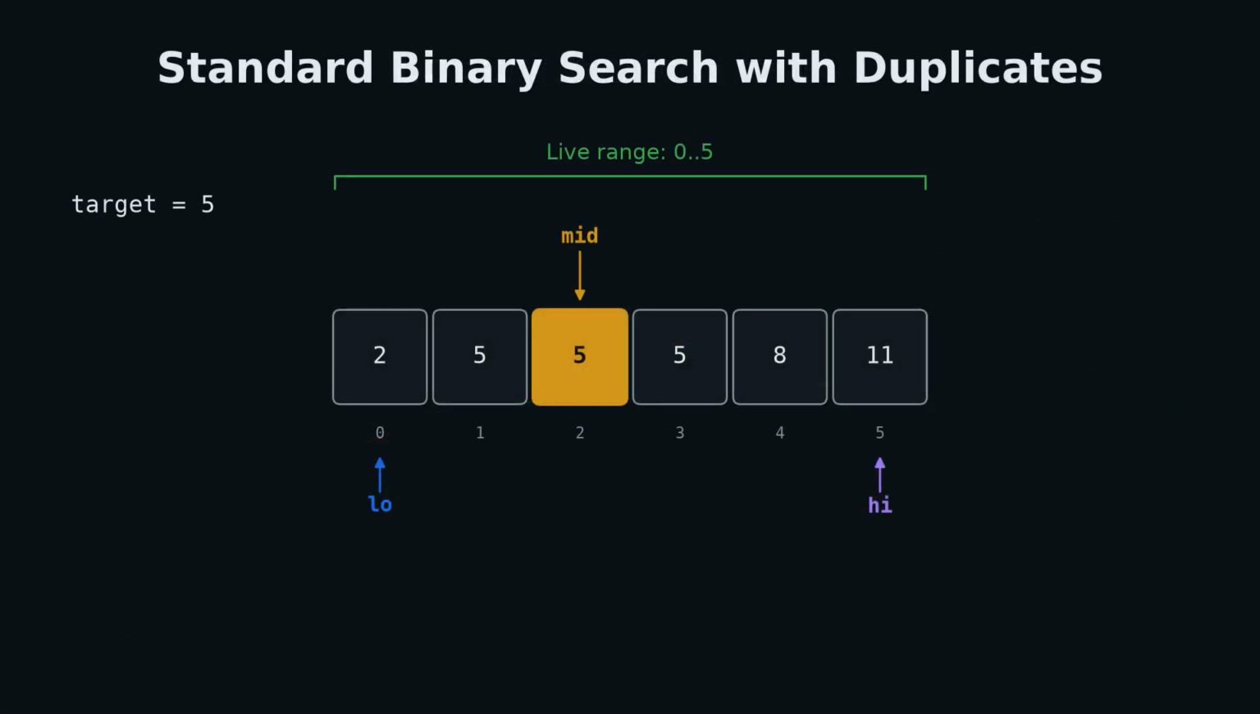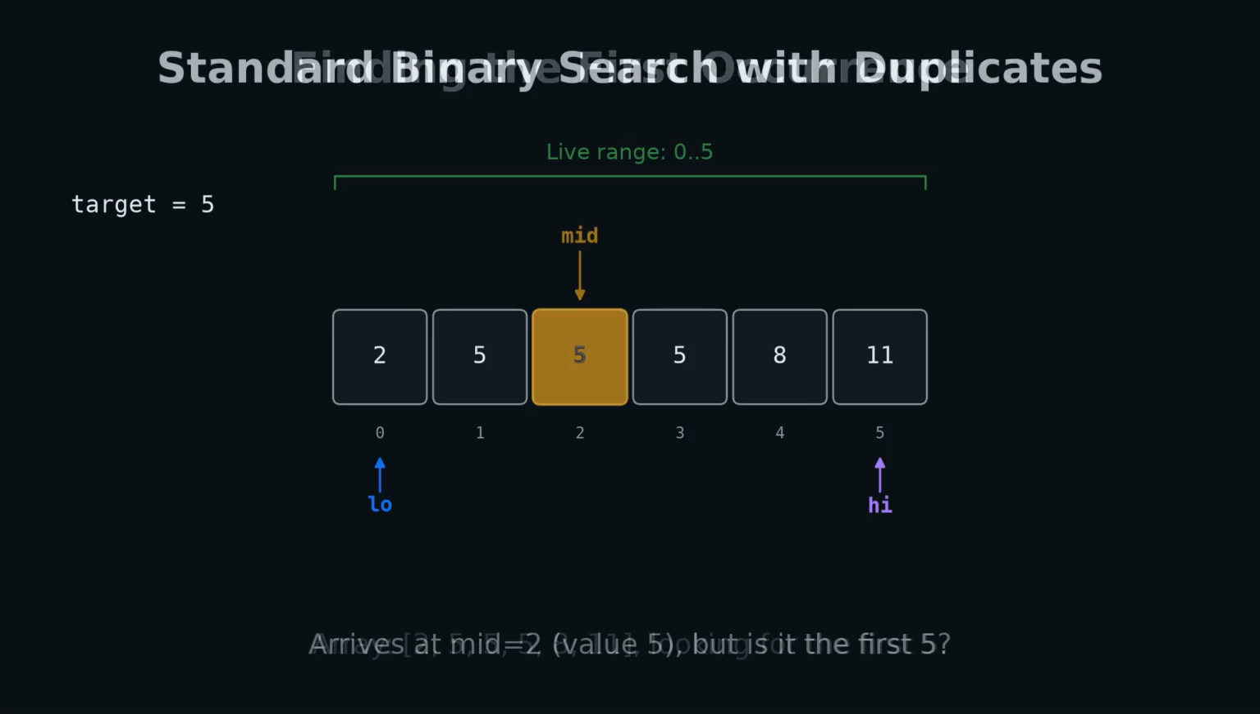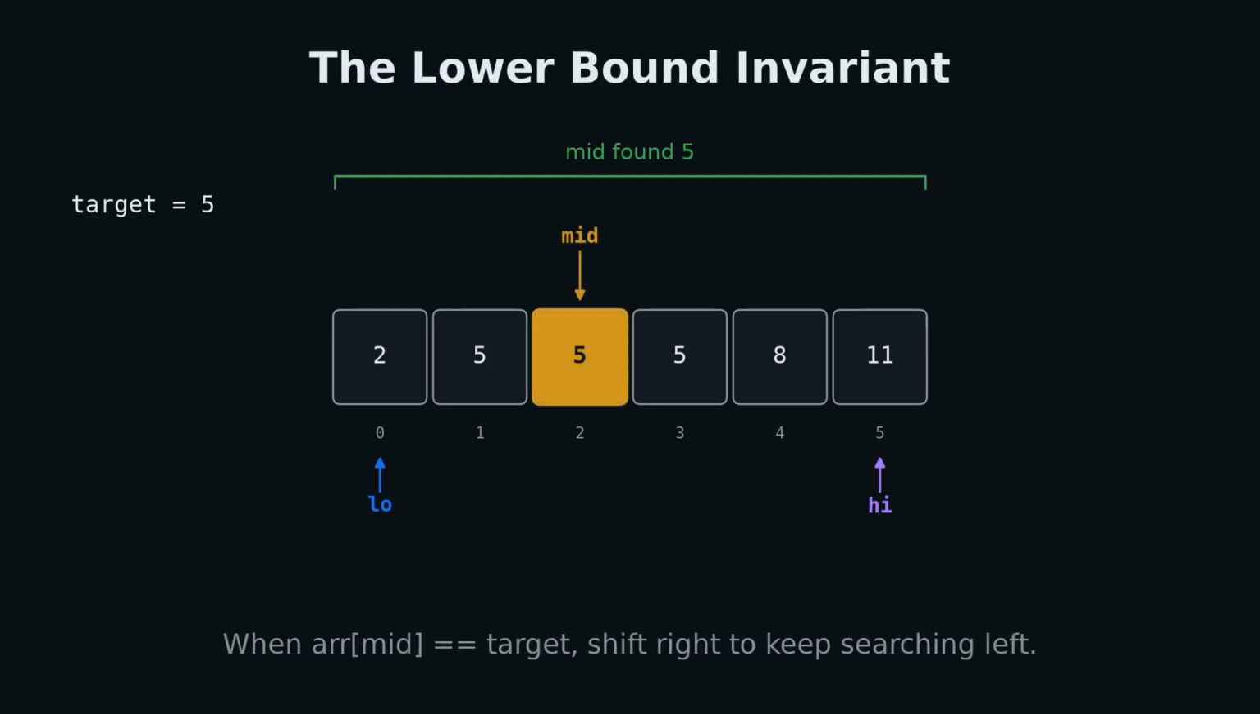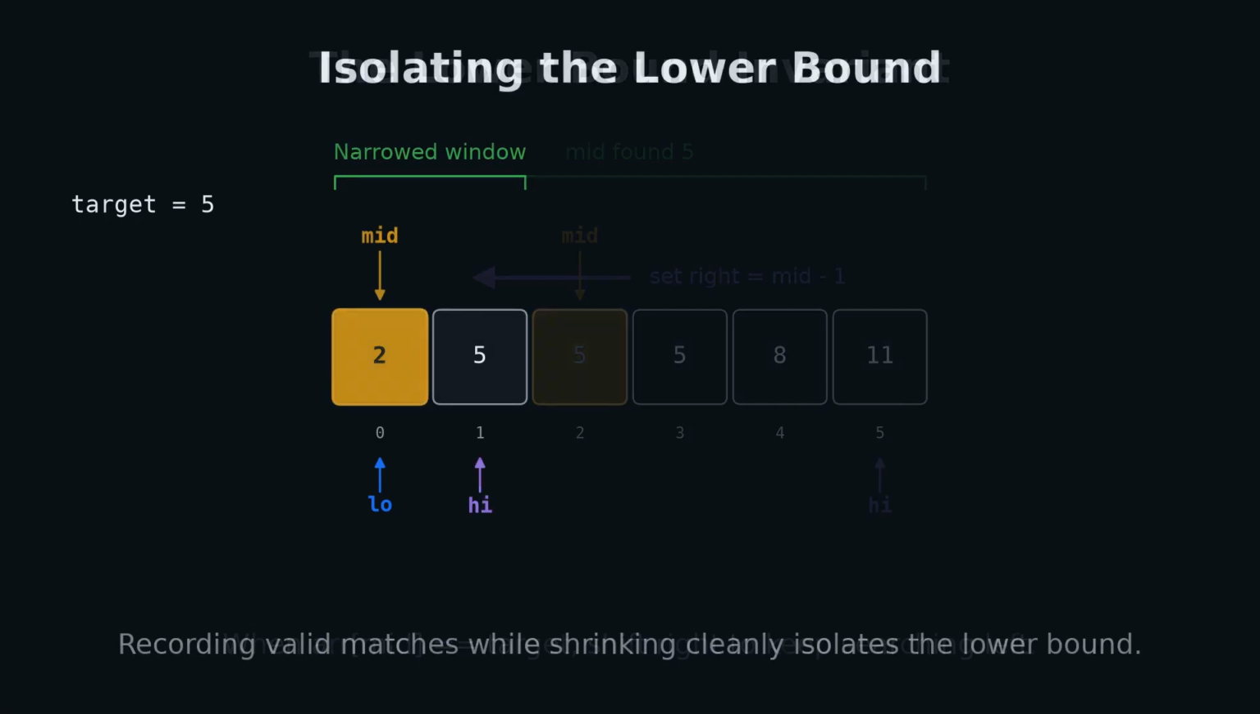Standard binary search stops at the first matching element it encounters, which is unpredictable when the array contains duplicates. Consider the array 2, 5, 5, 5, 8, 11, where we want to find the first occurrence of 5. When our midpoint hits a matching 5, instead of terminating, we treat the match as a signal to keep searching to the left by setting right equal to mid minus 1. Recording the most recent valid match while continuing to shrink the window allows us to cleanly isolate the exact lower bound index of any repeated value.